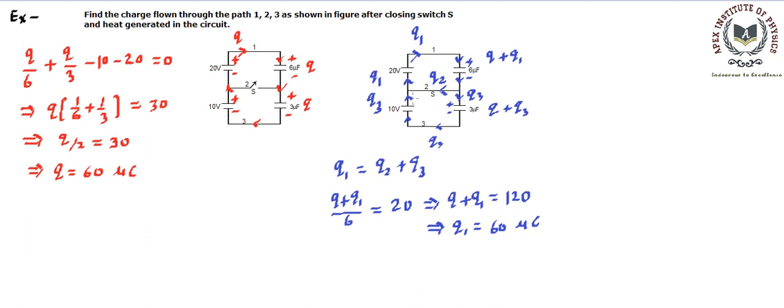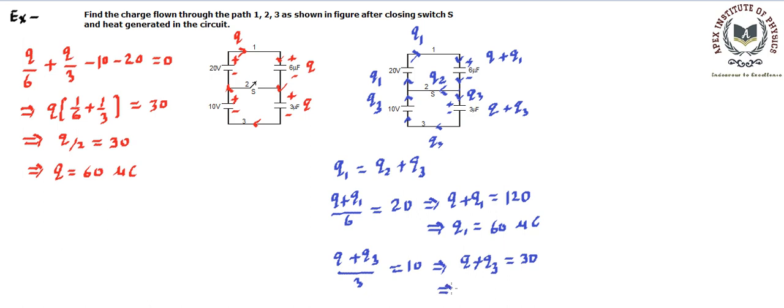Now let's come to this downside loop and try to write down the loop law on this, where the potential difference across this capacitor is going to be 10 volt. So using the downside loop, we will say Q plus Q3 divided by its capacitance, which is 3 microfarad. This has to have a potential difference 10. So from here we will be saying Q plus Q3 will be equal to 30.